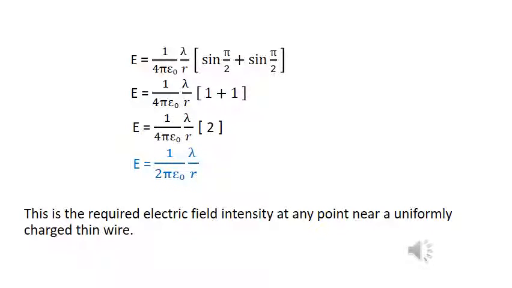And the value of sine pi by 2, that is sine 90 degrees, is equal to 1. Therefore, we get the electric field intensity E is equal to 1 by 4 pi epsilon naught lambda by r into 2. And the final expression after solving this, we get E is equal to 1 by 2 pi epsilon naught lambda by r. This is the required electric field intensity at a point near the uniformly charged thin wire of infinite length.